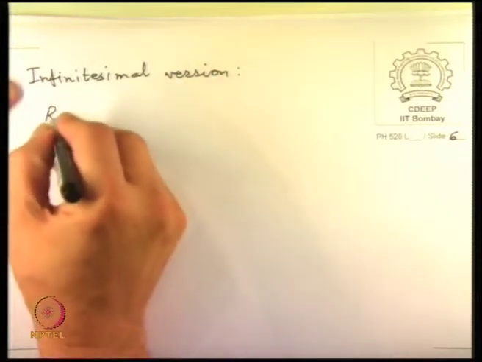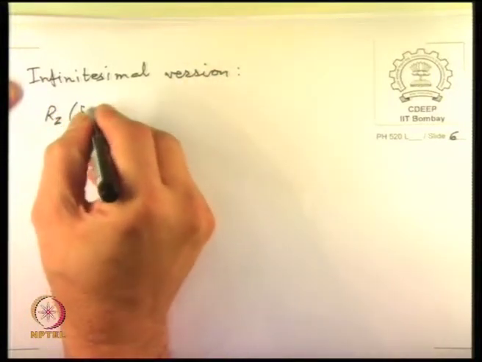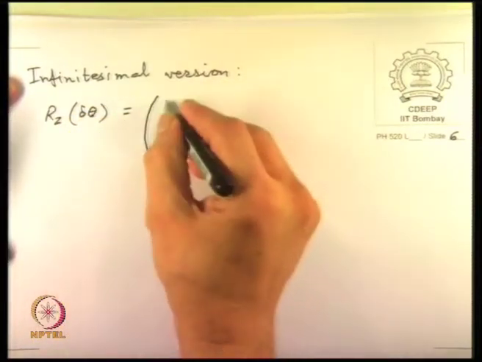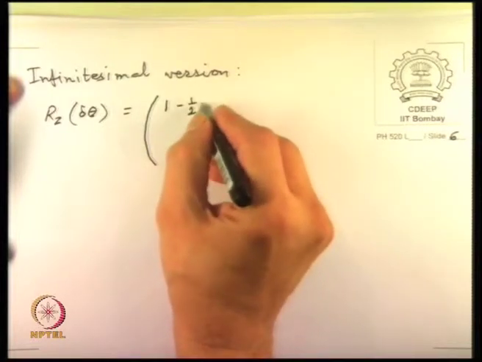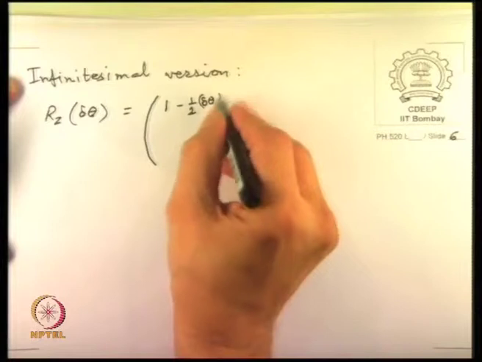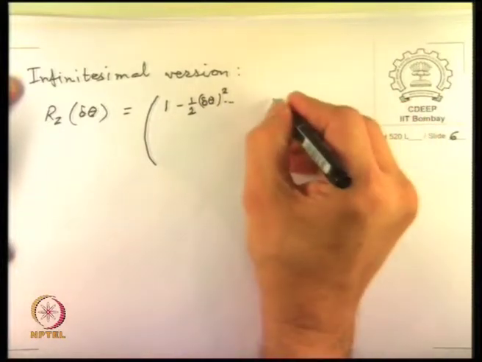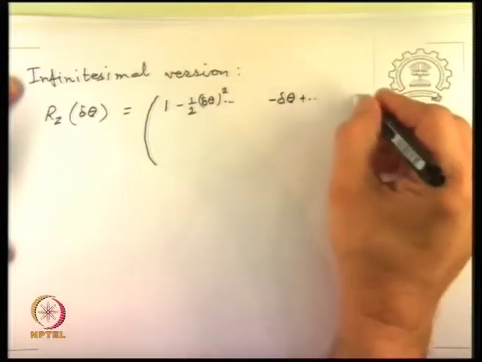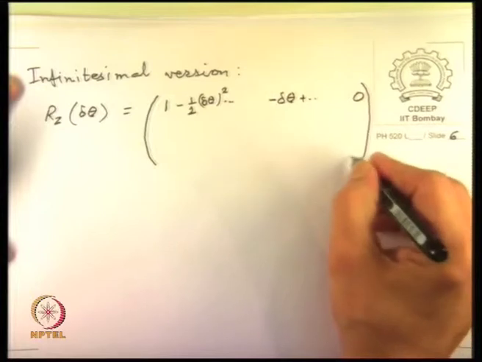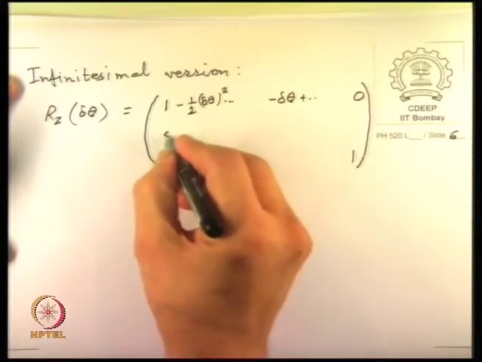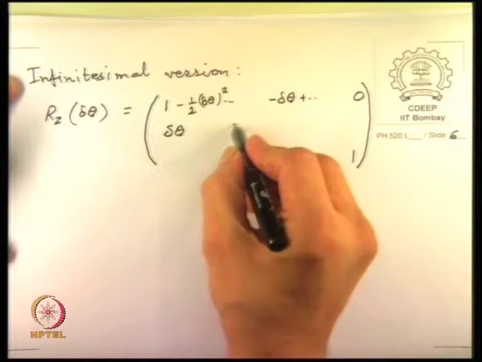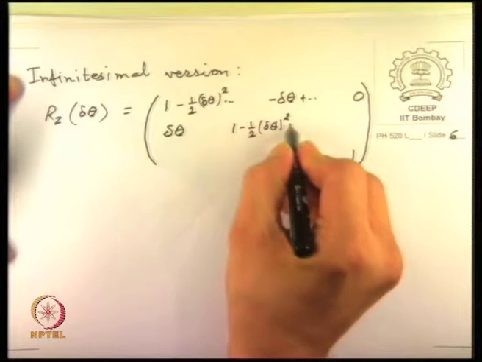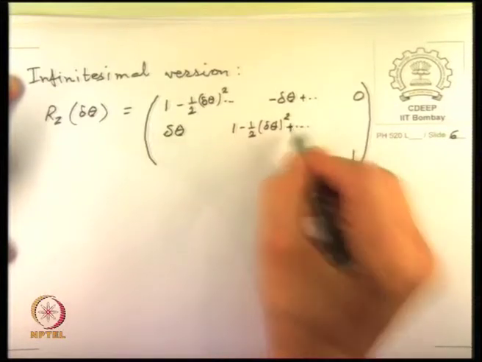So, Rz, if I have a small angle delta theta, it becomes equal to 1 minus a half delta theta squared, dot dot dot. Then the sin theta, which is a minus sin theta, becomes minus delta theta plus dot dot dot, 0. Then 1, and delta theta here remains the same, 1 minus a half delta theta squared dot dot dot, and 1, 0, 0.